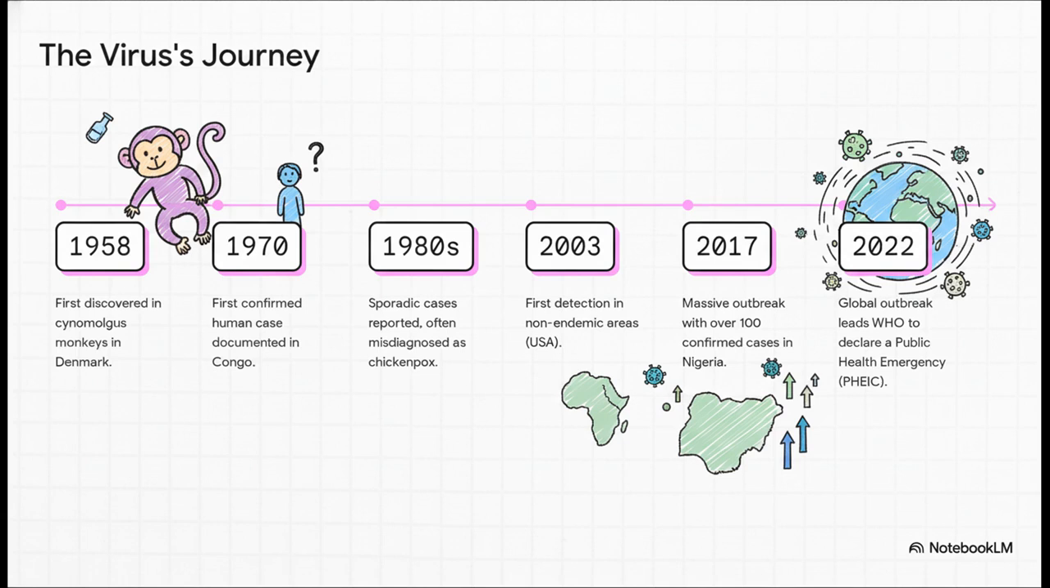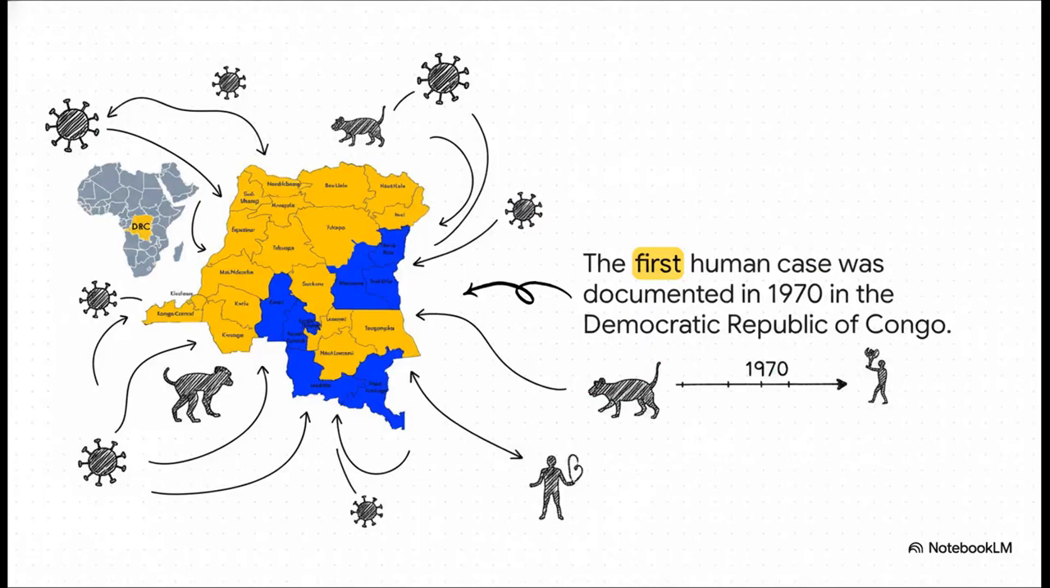But then you see this acceleration. The jump to the US in 2003, a really significant outbreak in Nigeria in 2017, and then boom, the explosion onto the global stage in 2022. And this is that critical moment, that first documented jump from animal to human, confirmed in 1970 in the Democratic Republic of Congo. This really established Central Africa as the crucible for this virus's relationship with our species.